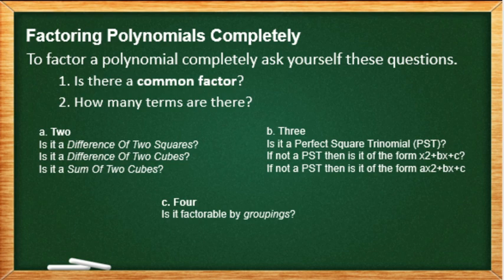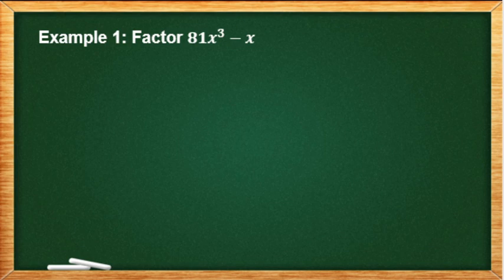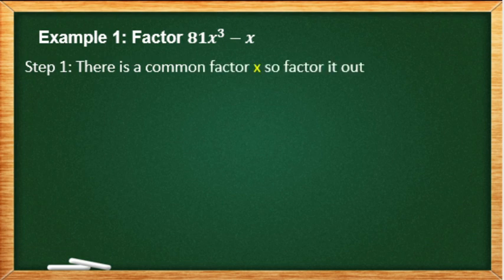Okay. Let's try to answer some examples. Example number 1, factor 81x cubed minus x. Step 1. Is there a common factor? Yes. The common factor is x. So, factor it out. Labas natin yung x kasi yun yung common factor nila. So, mangyayari, 81x cubed minus x is equal to x times 81x squared minus 1.